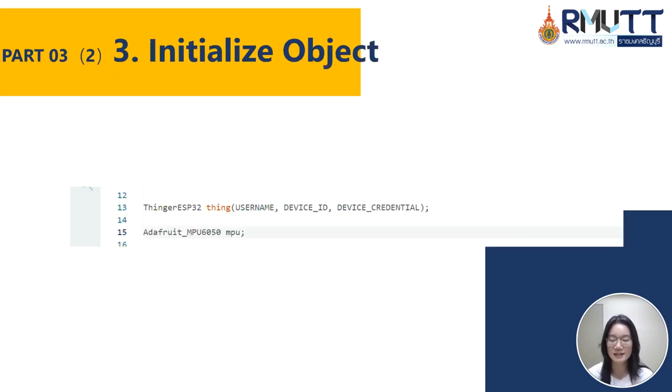This is the initialization of objects. An instance of single point EF is used for uploading data, and the MPU is an MPU6050 sensor object used for reading acceleration data.